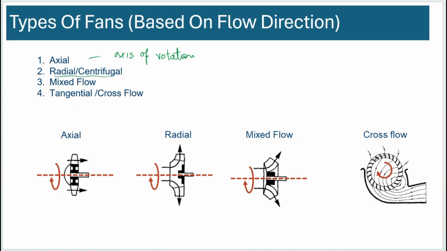It's a radial or centrifugal fan if the flow comes in axially and leaves 90 degrees radially. If the flow comes in axially and leaves at an angle much less than 90 degrees, then it's called a mixed flow fan because it's neither axial nor radial. And then there's another one. In this case, the axis of rotation is into the slide, and the flow is normal to the axis of rotation. It's basically going cross to the axis of rotation. So it's called a cross flow fan, also a tangential or cross flow fan.